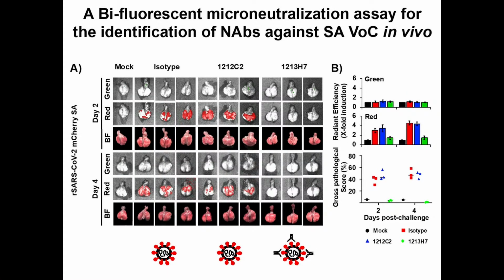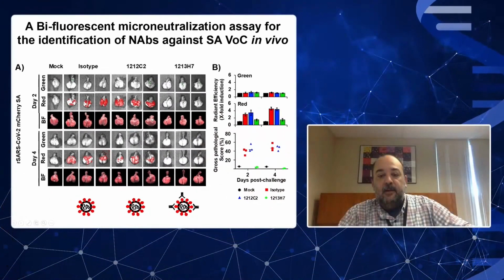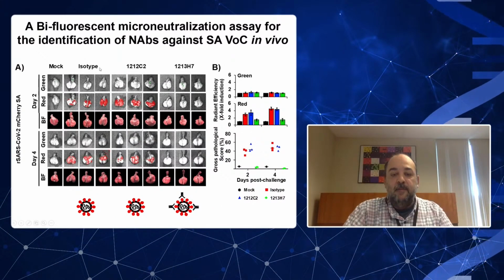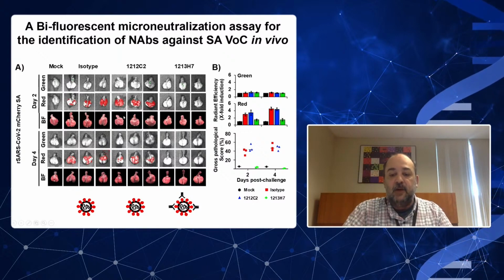In the case of mice that were infected with the South African variant that expresses mCherry, and similar to what we saw in our in vitro studies, 12-1387 is able to bind the virus and neutralize it, so that's why we do not see mCherry expression at either day 2 or day 4 in the lungs of infected mice. In the case of the 12-12C2 monoclonal antibody, since we know that it does not neutralize this virus, we can see mCherry expression in the lungs of infected mice, and the levels of expression were very similar to those that we observed in mice that were infected and treated with the isotype control.